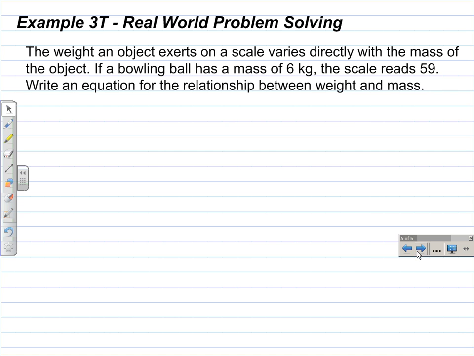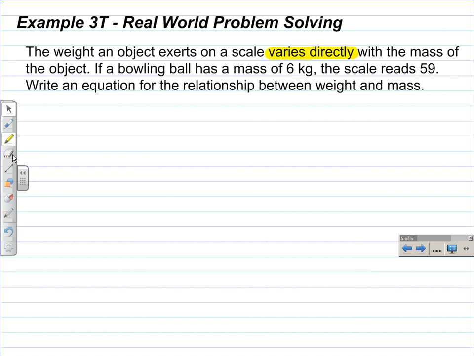The last example is a real-world problem-solving situation involving direct variation. Let's read the problem, then we're going to break it down. The weight of an object exerts on a scale varies directly with the mass of the object. If a bowling ball has a mass of 6 kilograms, the scale reads 59. Write an equation for the relationship between weight and mass. First thing we need to worry about is the first sentence. We know it's a direct variation because it tells us it varies directly.